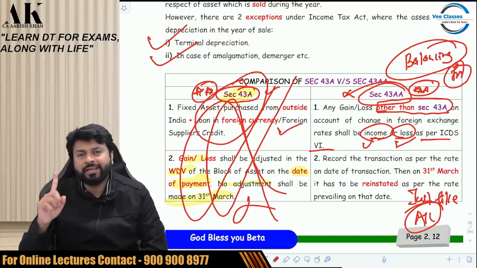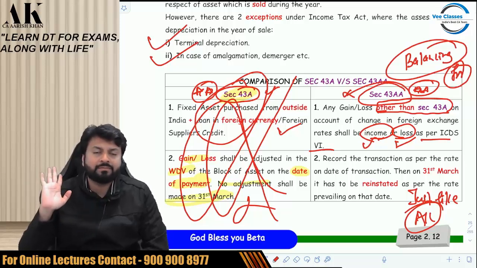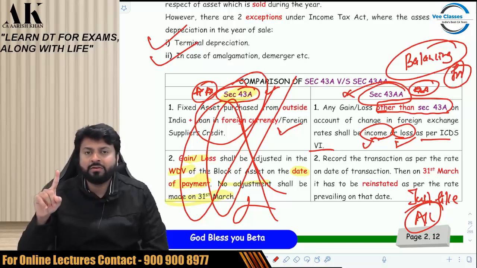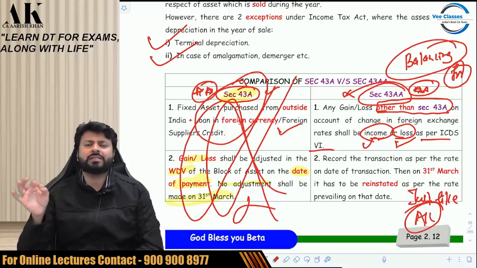So you have to be very clear when you see a question. If there is an imported asset and there is a foreign currency loan, then go for 43A. Any other gain or loss, go for 43AA. And in 43A, you will adjust in the WDV of the block of asset on the date of payment. Any other gain or loss, you will adjust as per accounts.